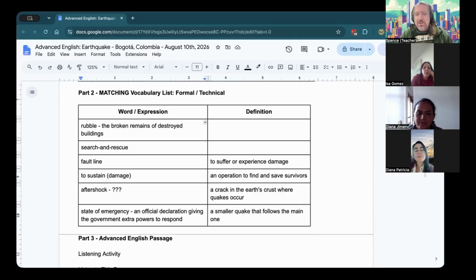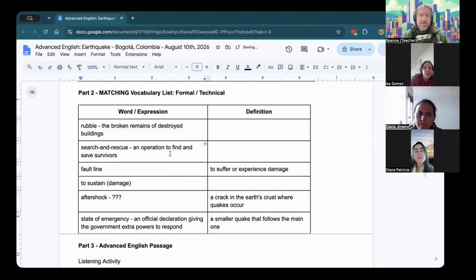Okay. Let's go to Isa. For me, search and rescue, an operation to find and save survivors. Yeah, very good. Okay, back to Diana Jimeno.